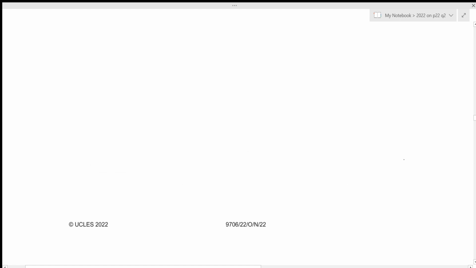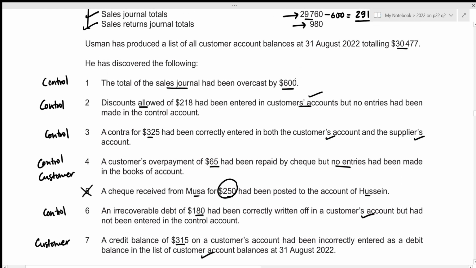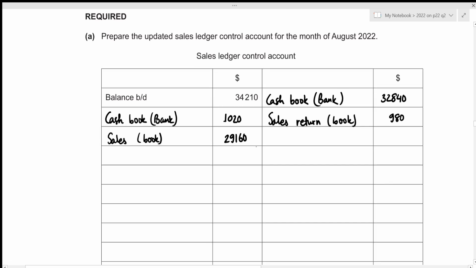Now we need to make our adjustments. The first one, we have already adjusted this overcast of 600, right? So we're done with this information. The second one, we have discounts allowed of 218, which had not been entered in the control account yet. And the discounts allowed will definitely reduce our balance in the sales ledger control account, which means that this amount should be recorded on the credit side. So let's write it down. That is discounts allowed, and that will be mentioned in our cash book. So that's cash book with the discounts allowed, and the amount was 218.